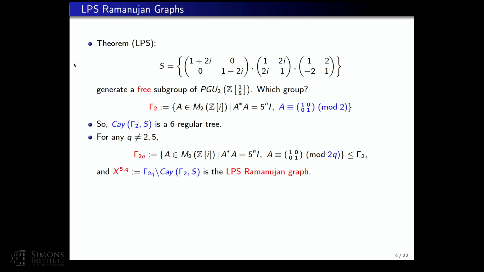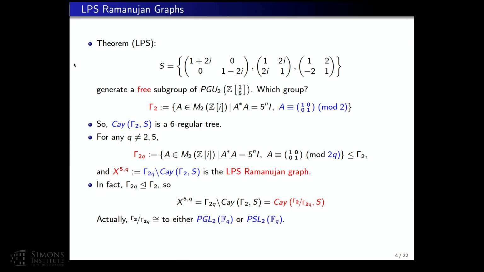And you can say a bit more. Actually, you can observe that this is even a normal subgroup of this guy. So if you divide the Cayley graph by a normal subgroup, you get the Cayley graph of the quotient group. So actually X^{5,q} is the Cayley graph of the quotient group, gamma 2 mod gamma 2q, with these generators. And you can work a bit harder to show that this group is someone you know. This is PGL2(F_q) or PSL2(F_q). It depends whether 5 is a quadratic residue mod q or not. And this is how you usually see the statement.